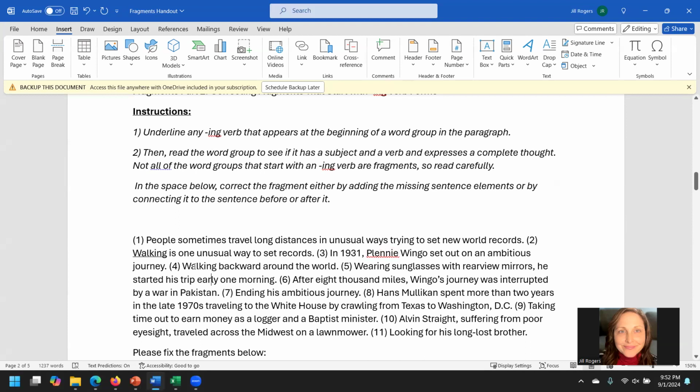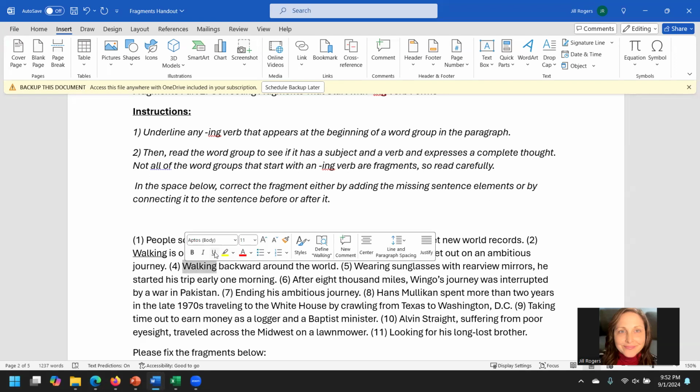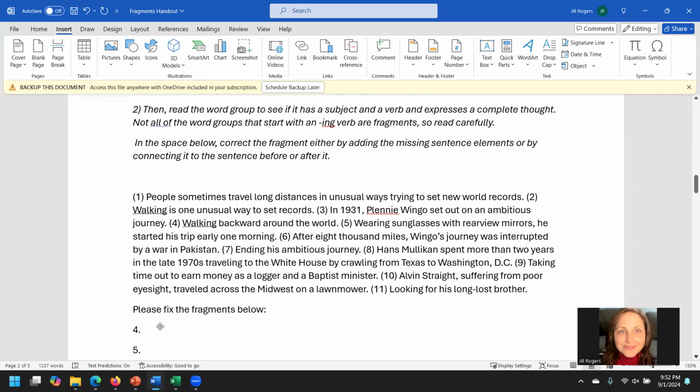I don't see any in sentence 3, but wait a minute. I do see one in sentence 4. I see walking backward around the world. So is anything missing here? Walking backward around the world. Yes, it's missing something. So what do we have to do with it? It's missing a subject and a verb. So I already put the numbers for you.